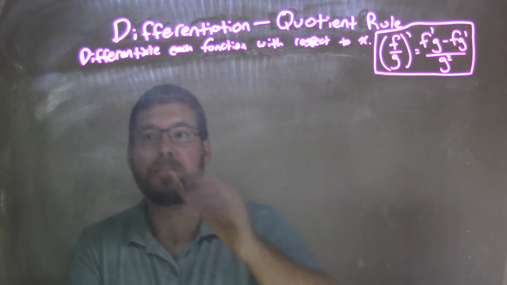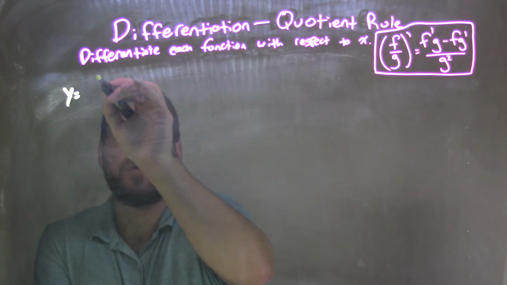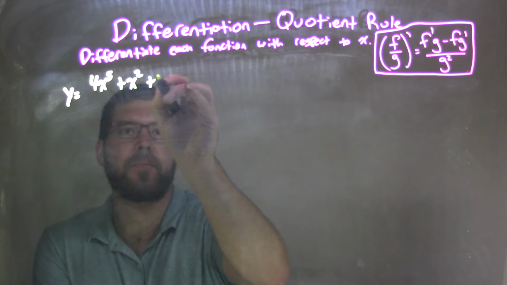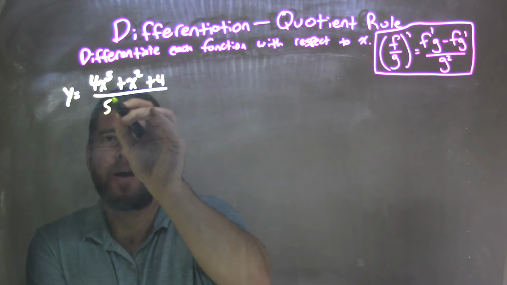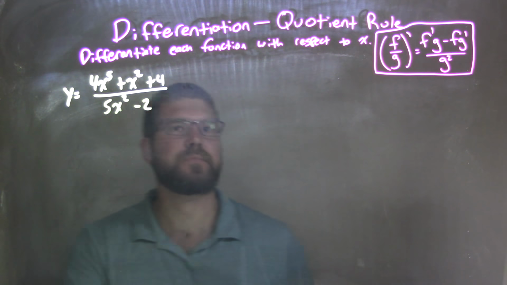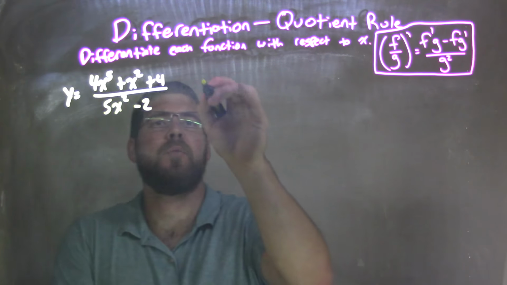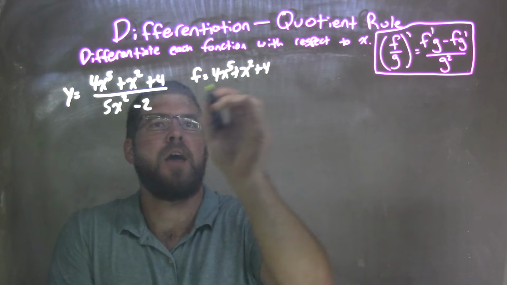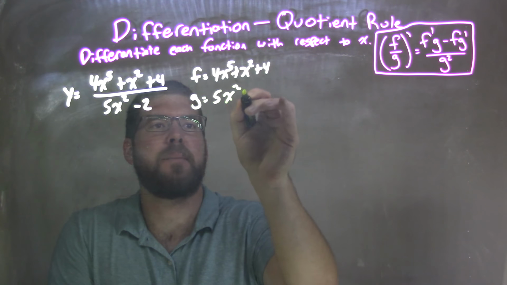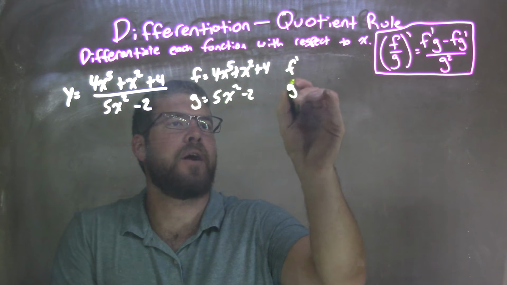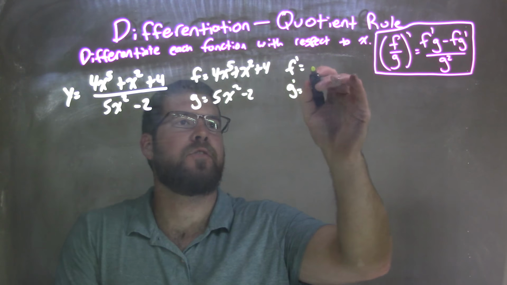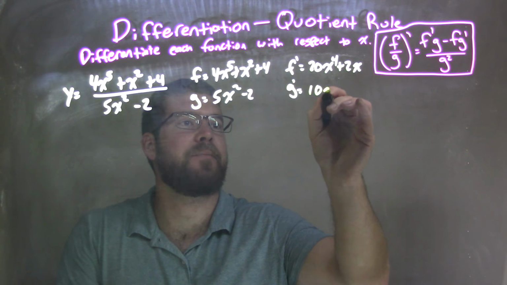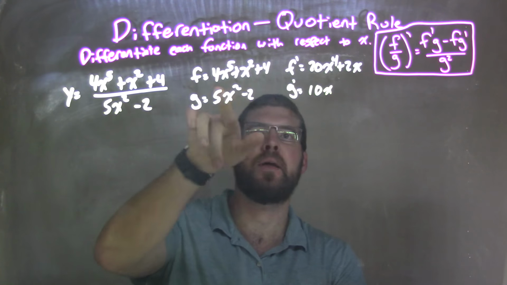So if I was given this function, y equals (4x to the fifth plus x squared plus 4) all over (5x squared minus 2). So I see I have a quotient here. I'm going to label my numerator f, which is 4x to the fifth plus x squared plus 4, and my denominator g, 5x squared minus 2. I then am going to find f prime and g prime. f prime is just 20x to the fourth plus 2x, and g prime is just 10x. Okay? Double checking that. Yep, we're good.